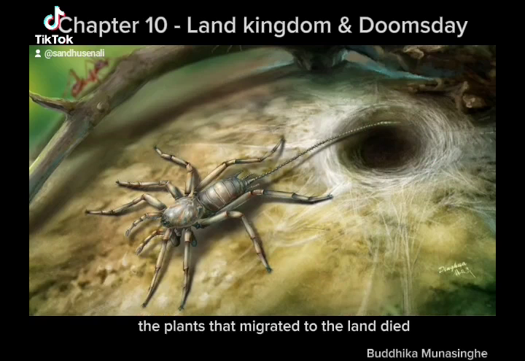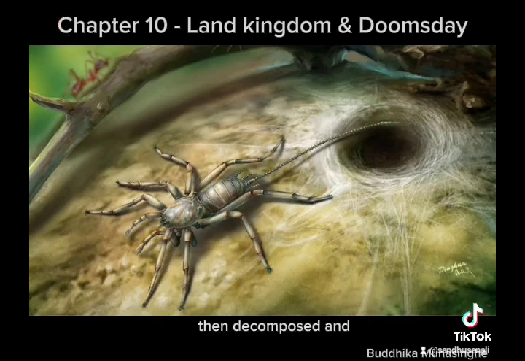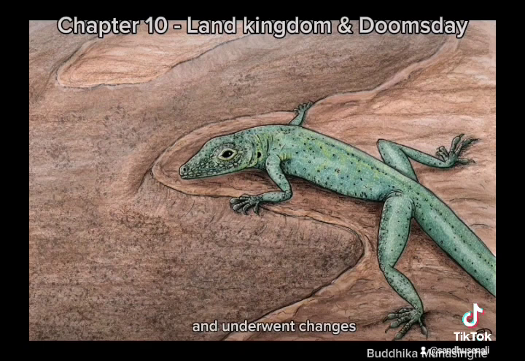The plants that migrated to the land died and decomposed and began to form soil on the earth. Beginning 300 million years ago, due to this decomposition process, the organic compounds as well as the energy stored in them were deposited in the earth and underwent changes. Exposed to high pressure and heat, these dead plants later turned into coal. Energy was trapped in coal.